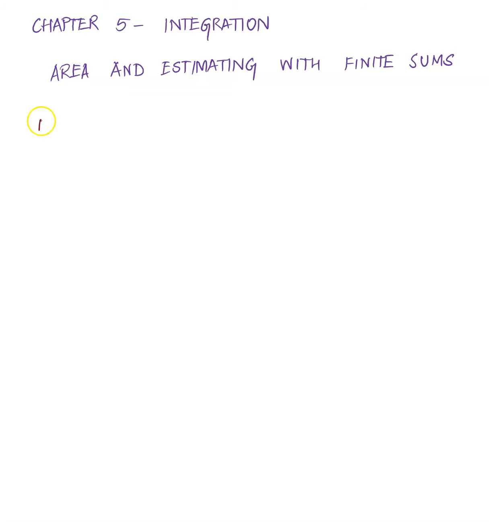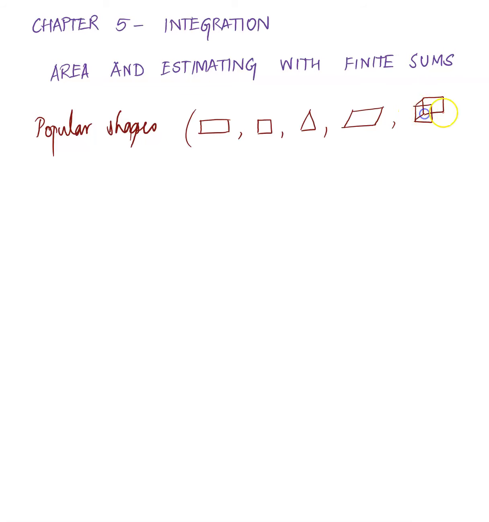Let's say for popular shapes, you can think of a rectangle, a square, a triangle. You can even think of 3D figures, right? A cube or anything, a prism, circle, oval. So for all these popular shapes, we can find the area using geometry.